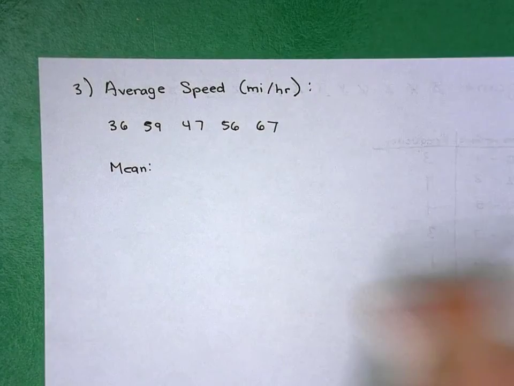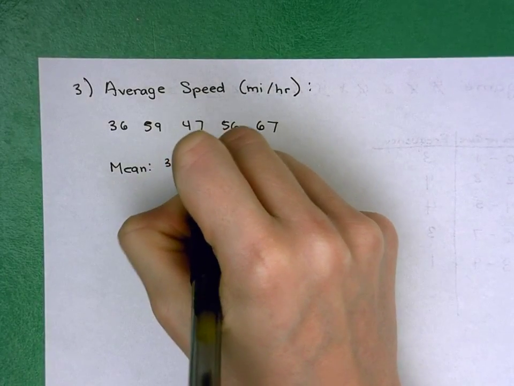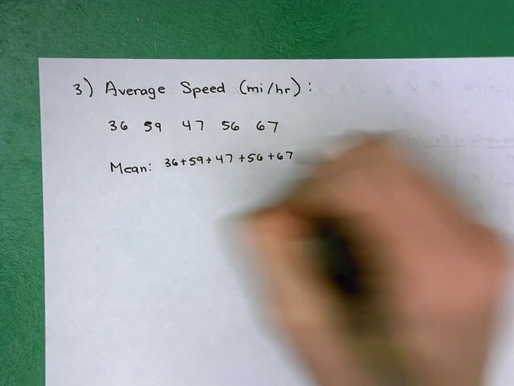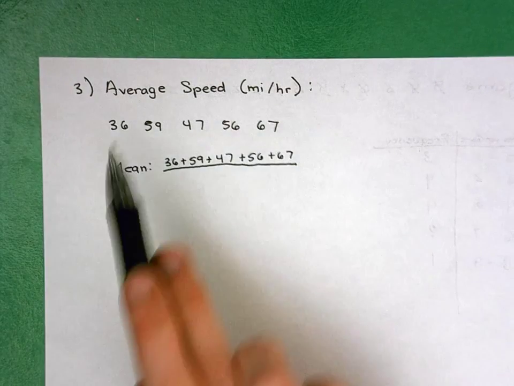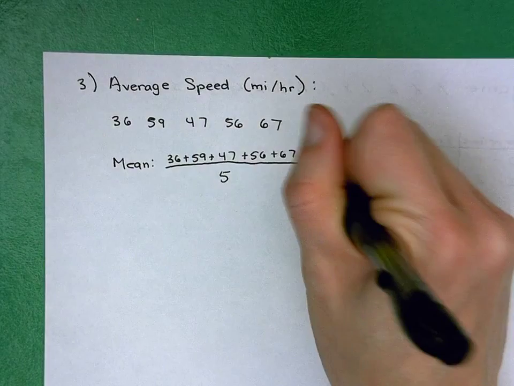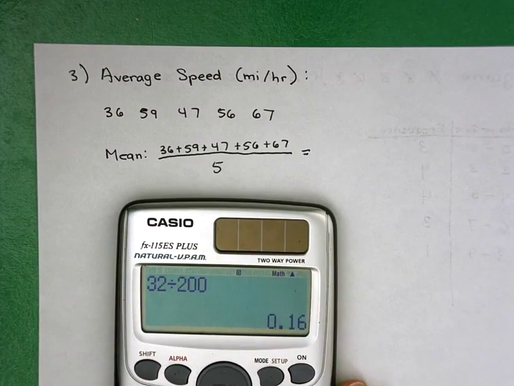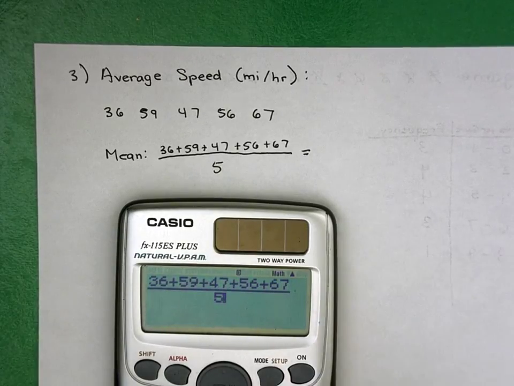Mean means that you add all of the values up, 36, 59, 47, 56, and 67, and you divide that by the number of data values you have. In this case, we have 1, 2, 3, 4, 5 data values, and so I'm going to be dividing that by 5. Okay, and so then when we do that, okay, we've got our 36, 59, 47, 56, and 67 divided by our 5.